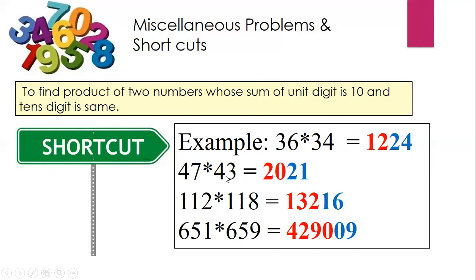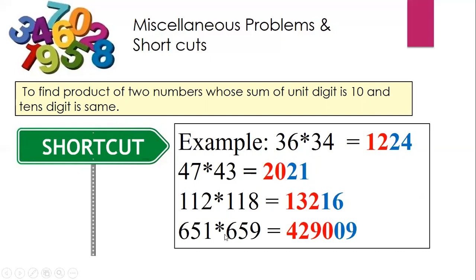Similarly, 47 into 43: 7 into 3 is 21. The next number after 4 is 5, so 4 into 5 is 20. Our answer will be 2021. Let's move on to 3-digit numbers. 112 into 118. The units 2 and 8 add to 10 and the 11 is the same. So 8 twos are 16. That will be the last two digits. 11 into 12 is 132. So our answer will be 13216.